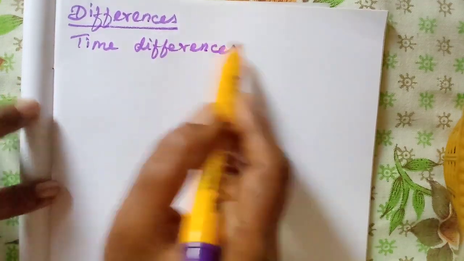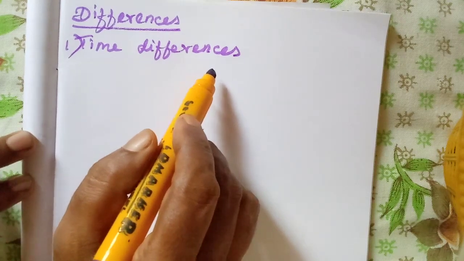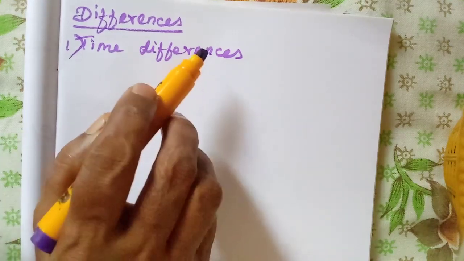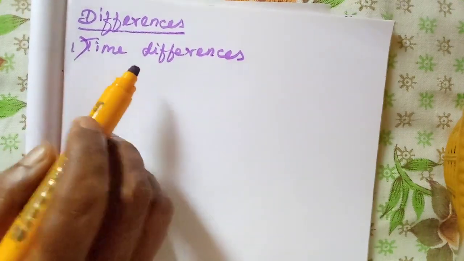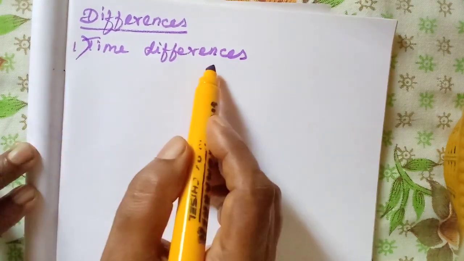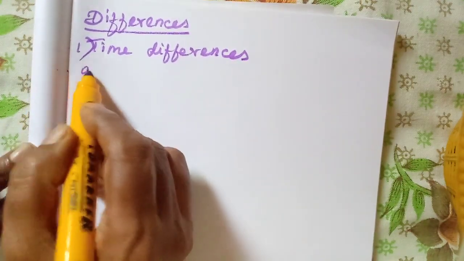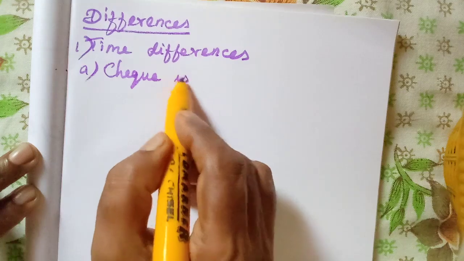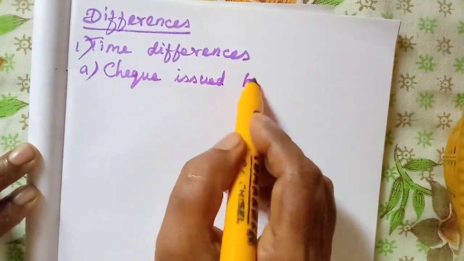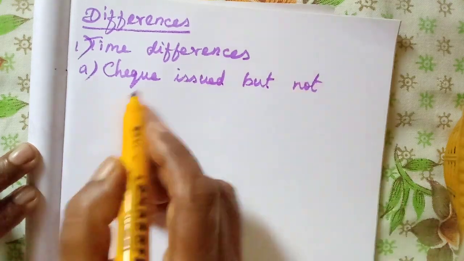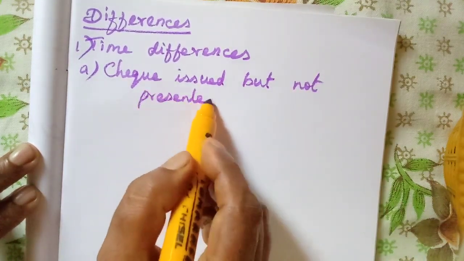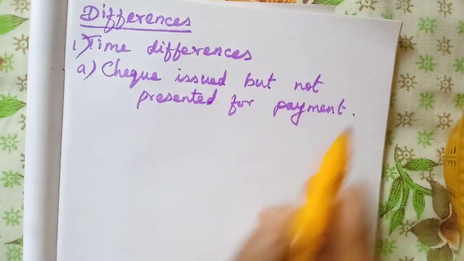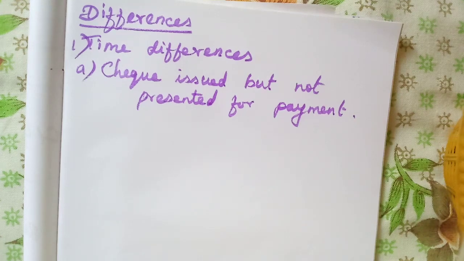Okay, time differences. Number one, time differences. Number two, errors they may make. Errors made either in the cash book or in the bank passbook. Okay, now we will see what are the time differences. First one, check issued but not presented for payment.